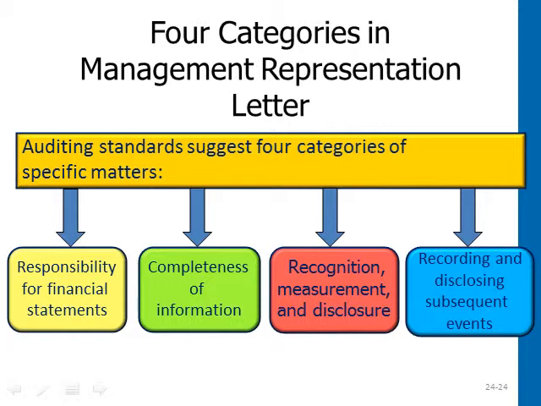And here we see the 4 categories that are included in the management representation letter, and that's responsibility for financial statements, the completeness of information, the recognition, measurement, and disclosure responsibility, and the responsibility for recording and disclosing subsequent events. So these items should be addressed in the management representation letter signed by the CEO and CFO that is sent to the auditors.